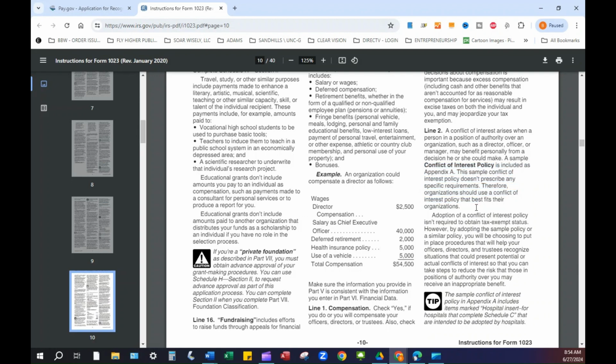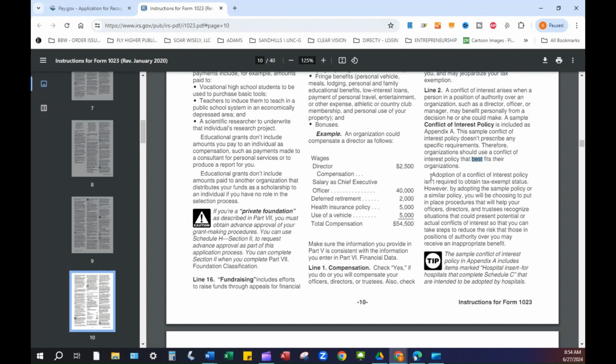All right. And it goes on here, it tells you, and we're going to get into this more also. And this will actually be in a different video because this is involving meeting minutes. I think I may have touched on it in another video. I can't recall. Sorry. But adoption of a conflict of interest policy isn't required to obtain tax exempt status. It is not required. This is what their form is telling you.